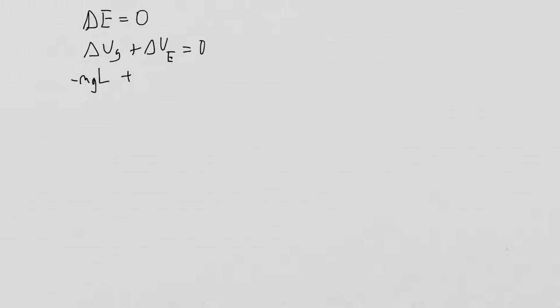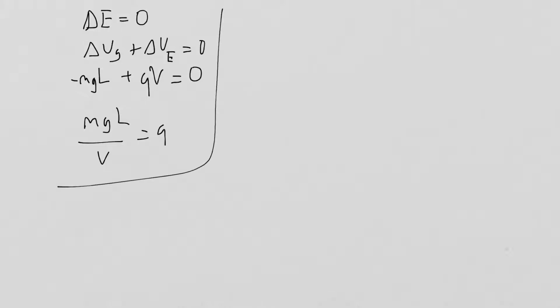And the change in electric potential energy, in this case, because the electric force has to oppose gravity, we're going from low potential to high potential, so we have to increase our potential energy. And this lets us quickly solve for Q as well, right? mgL over V equals Q, right? Either one of those approaches works. You get the same result, right?